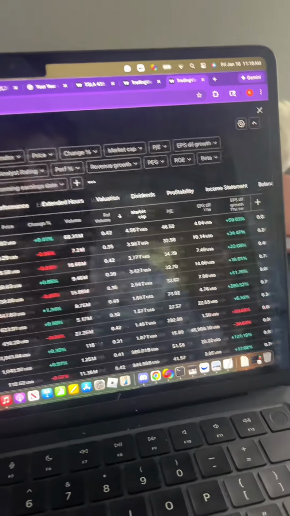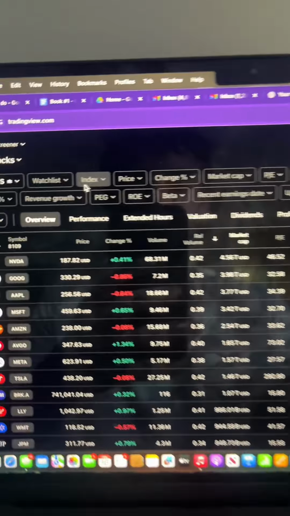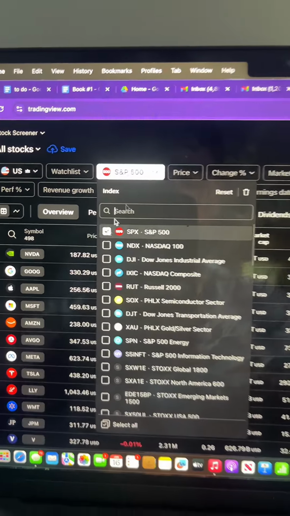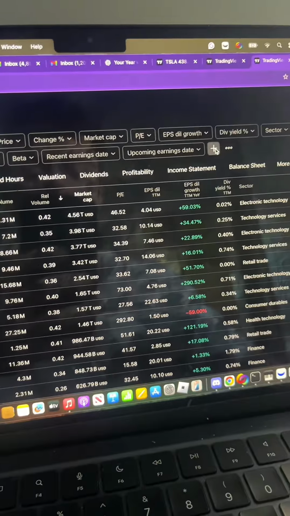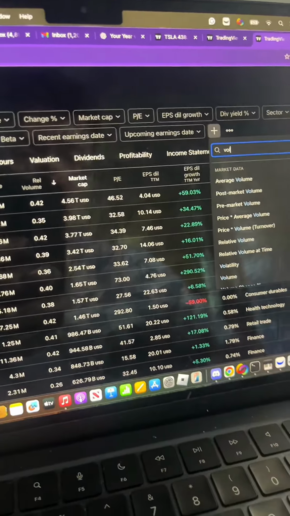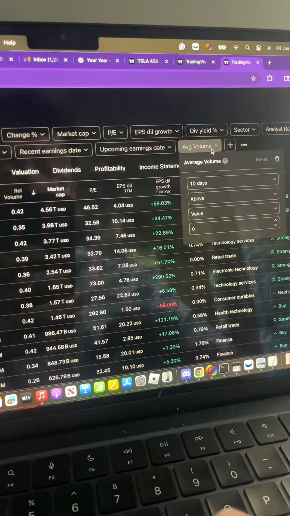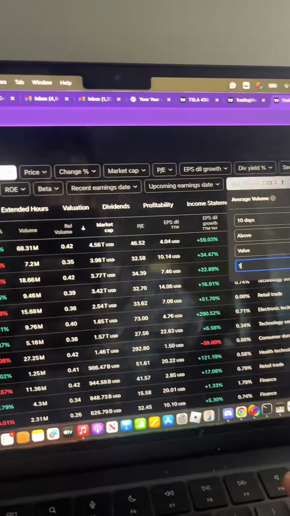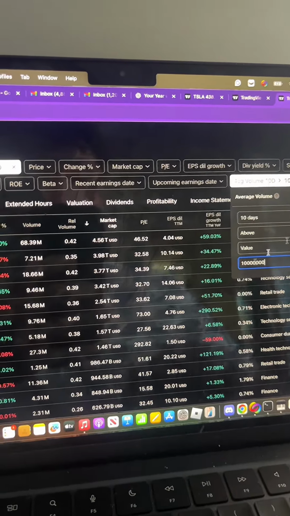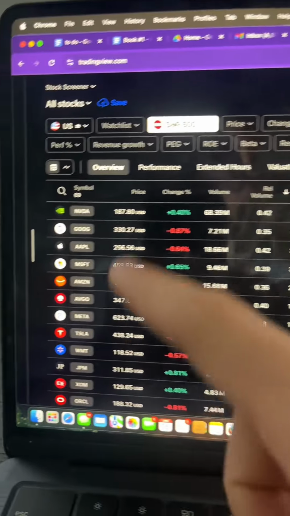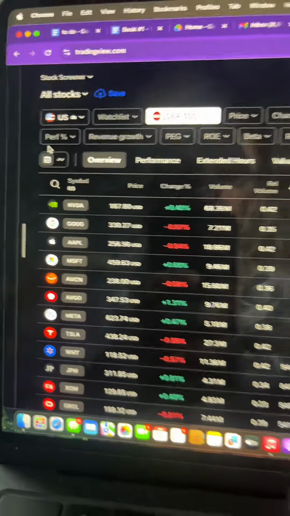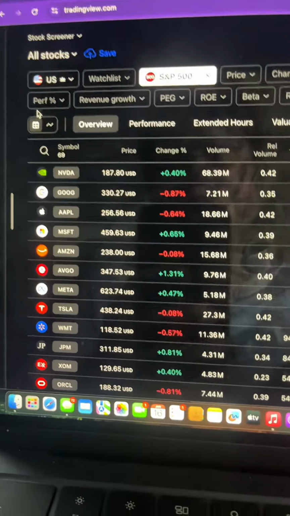Now we're going to scan for stocks before they make explosive moves. So I hit index. I only trade S&P 500 stocks. You're going to go over, hit the plus button, type in VOL, hit average volume, add filter, and then go back to average volume and type in 10 million, which is 10, 1, 2, 3, 1, 2, 3. Now this should pop around 50 to 70 stocks that we can trade options with, because they have enough volume, they're good stocks.